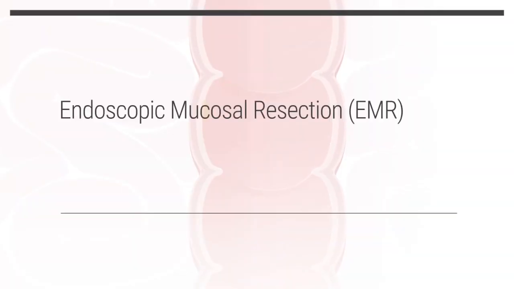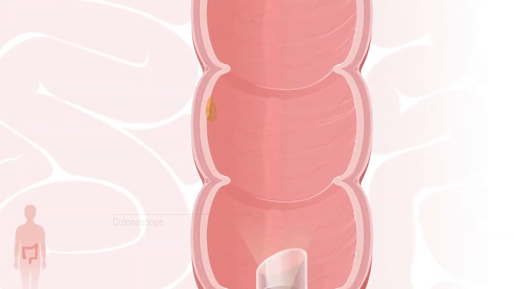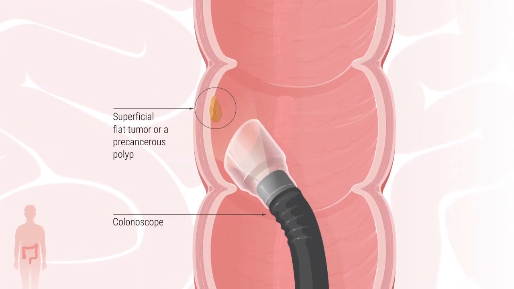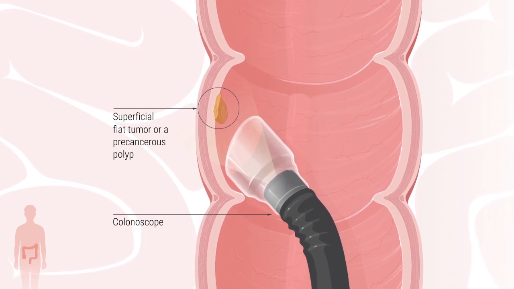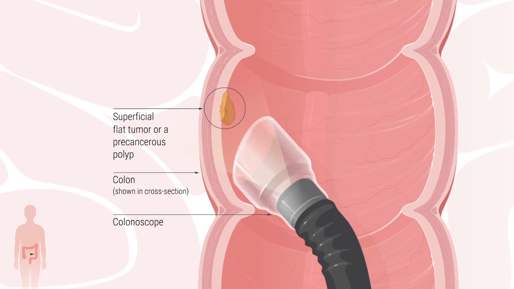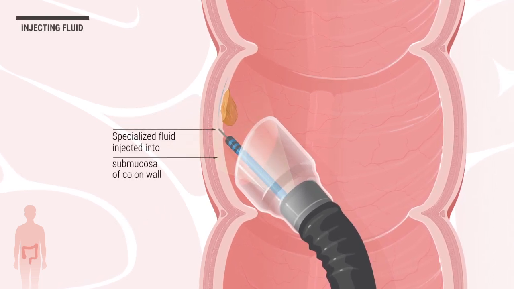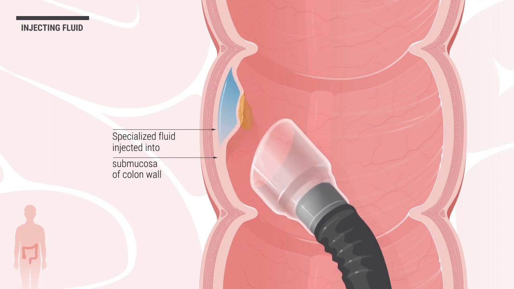Endoscopic mucosal resection, lift and free snare technique, is a procedure where the doctor uses a colonoscope to remove a superficial flat tumor or a precancerous polyp in the colon. The technique is also used in the stomach and duodenum. First, a specialized fluid is injected into the submucosa of the colon wall, elevating the tumor or polyp.